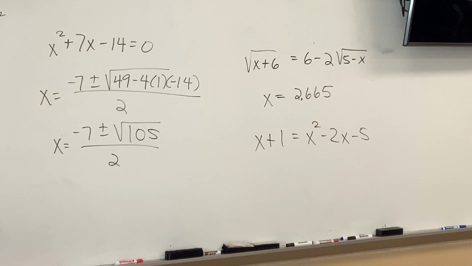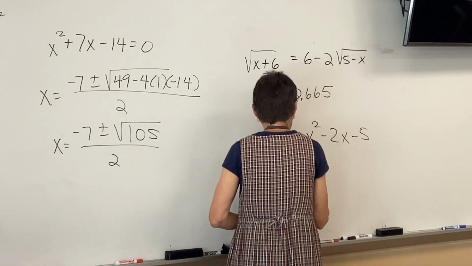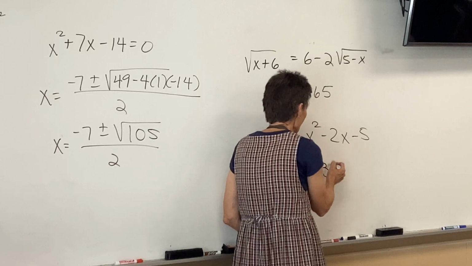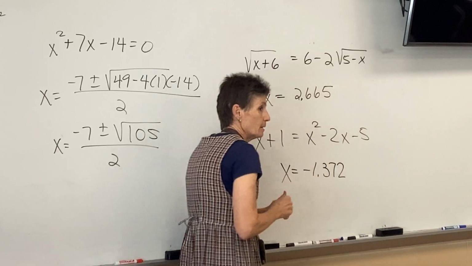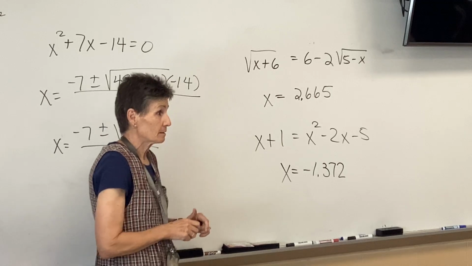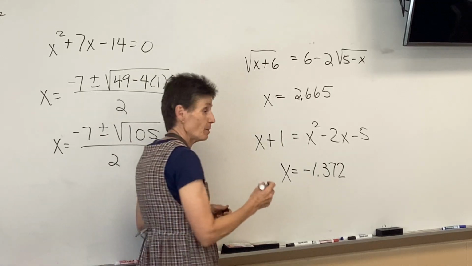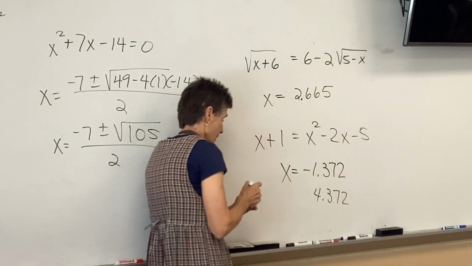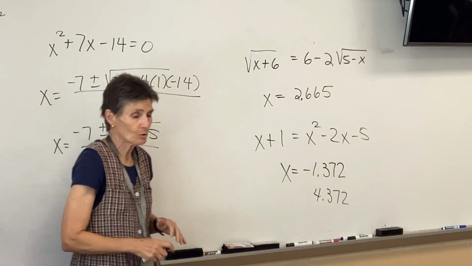Okay, you guys get 2.665? All right, I haven't done this one. What did you get for this one? Negative 1.372? Yeah. And then 4.372. Okay, two answers. Can somebody explain why there are two answers?